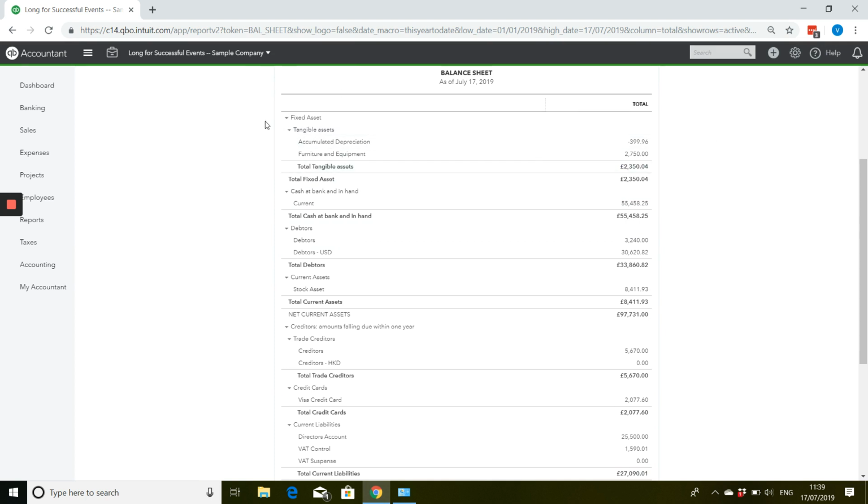But that's just so you can be aware of it when you're looking at your accounts, if someone else does that part for you. And you've got your cash and bank at hand. So you've got the current account here. So that's how much is in their current account.